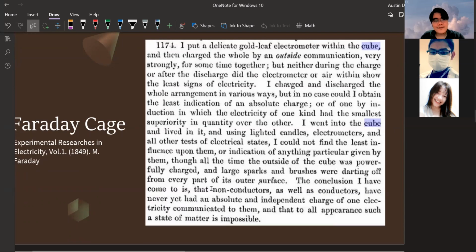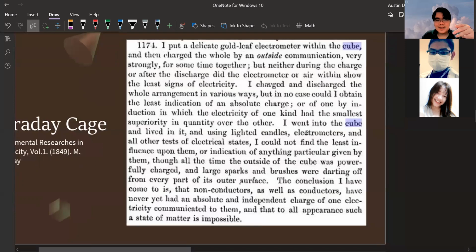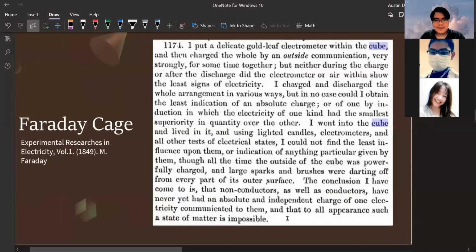So the conclusion I have come to is that non-conductors as well as conductors have never yet had an absolute independent charge of one electricity communicated to them, and that to all appearance such a state of matter is impossible. So dito niya na discover yung Faraday cage na tinatawag natin. Okay. So ang ginawa niya, 'di ba, namuhay nga siya sa loob ng cube. And then yung assistant niya, halos mamatay-matay na sa labas kasi talagang kinukuryente nila yung tube. Tapos wala naman daw nararamdaman si Faraday. Okay. So yan, amazing.